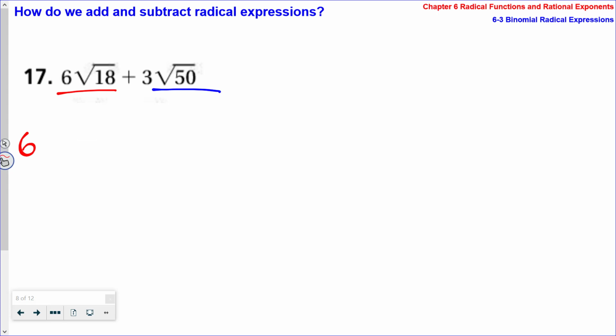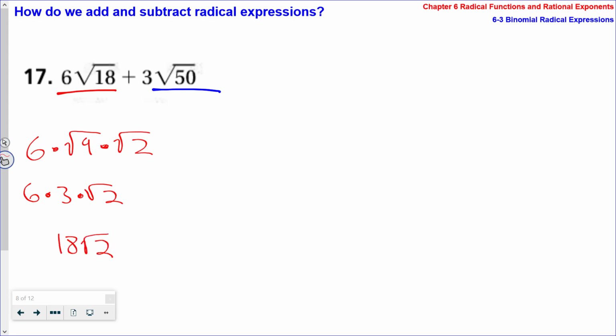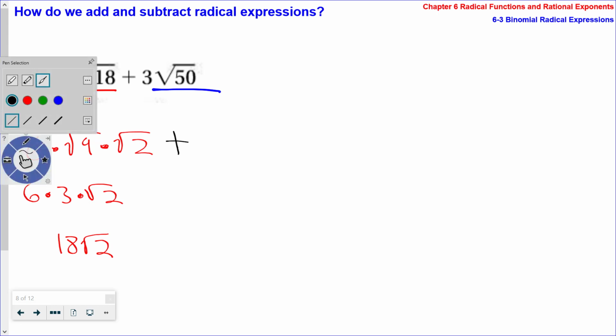This would become 6 times, use a smaller, this is 6 times radical 9 times radical 2. Is anyone confused about what I did here? And if we continue to simplify, this is 6 times 3 times radical 2. This is 18 radical 2. Any questions about this red one? Anthony, the blue one. Can you just walk the class through how you got that?